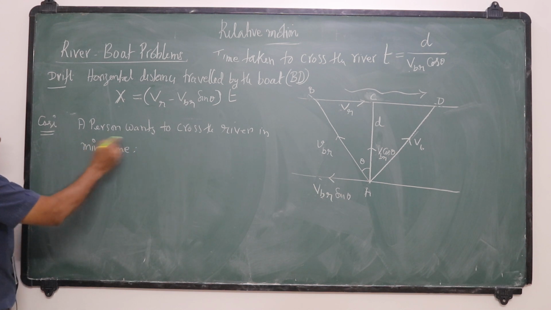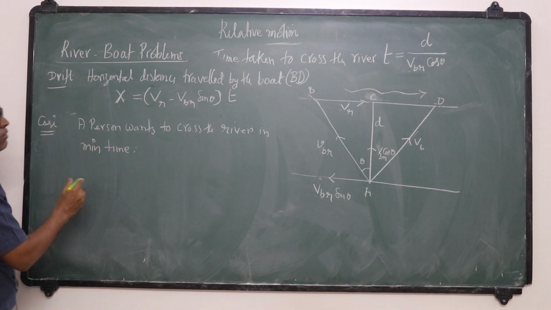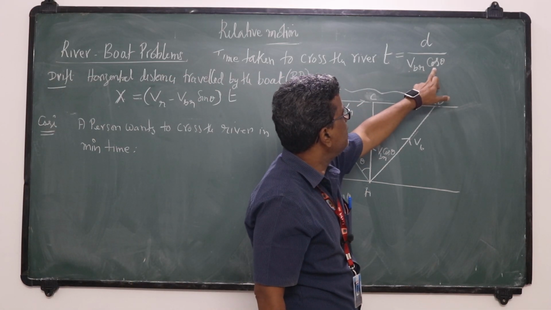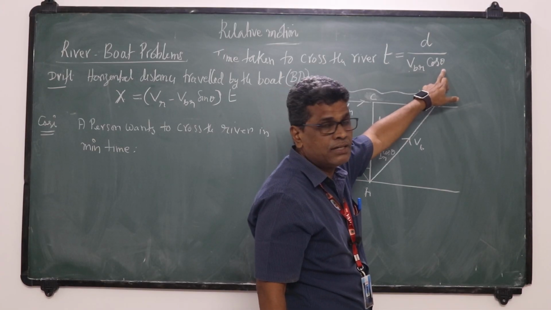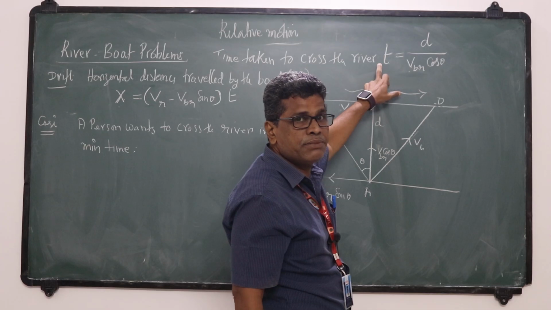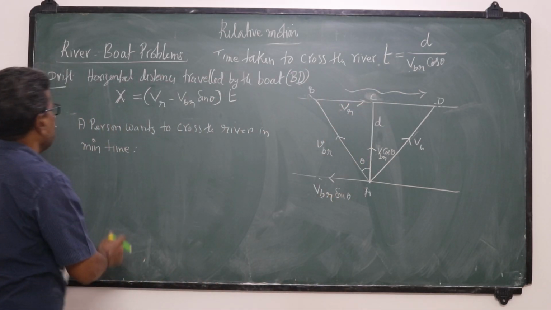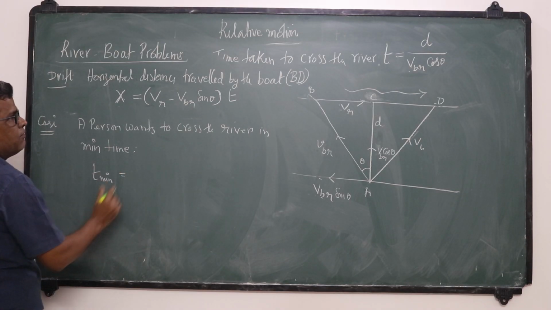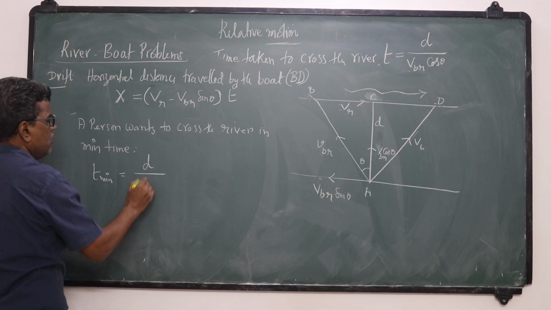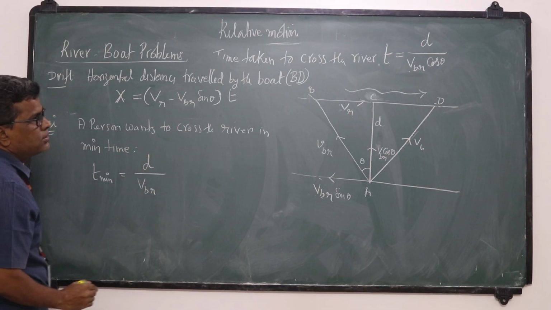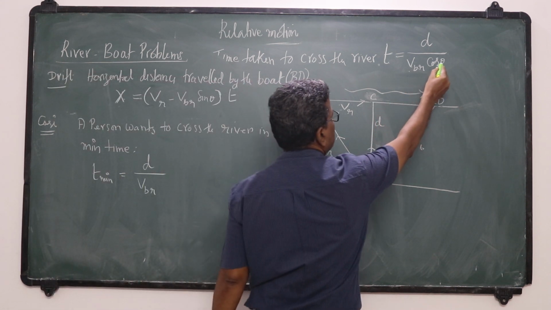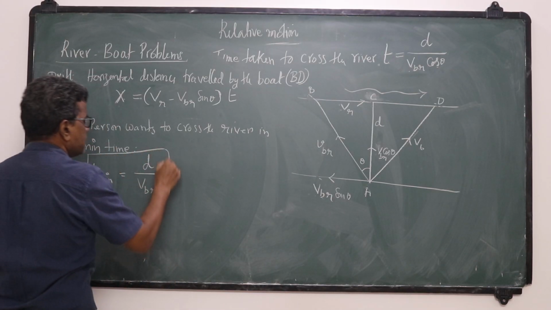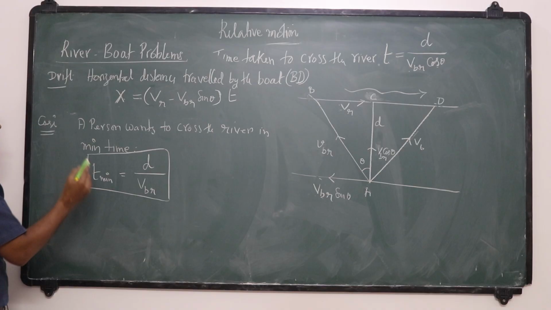To cross in minimum time, the boat should be rowed such that the time, which is d by VBR cos theta, is minimum. Cos maximum value is 1. If it is maximum, the time becomes minimum. Substituting theta equal to 0, cos 0 is 1. So minimum time is d by VBR.